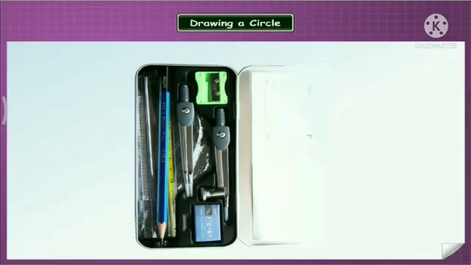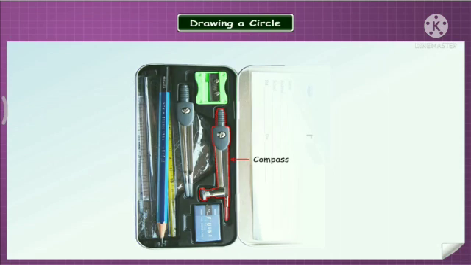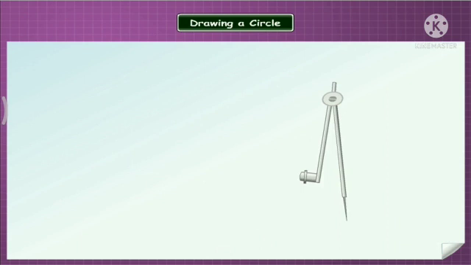Now we can draw a circle with the help of a compass. Clear, students? This instrument is known as your compass. Clear? So with the help of this compass we can draw a circle. Now let's see how you will use this compass. This compass has 2 arms. One arm has a pointed metal end. Another arm is known as a pencil holder. Clear, everyone? So you have to place your pencil in this pencil holder.